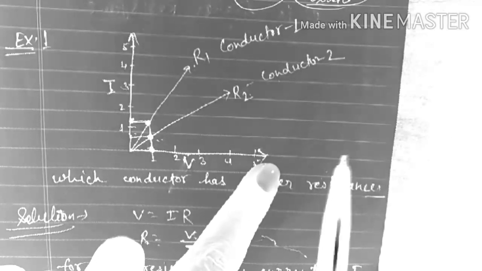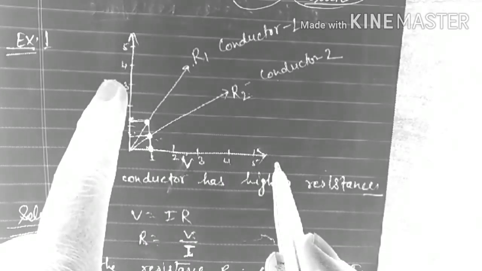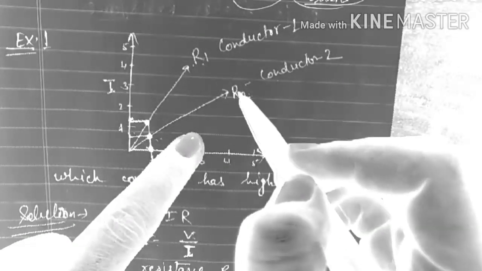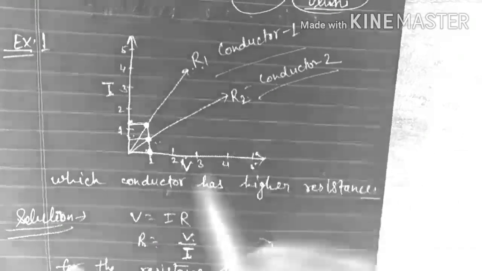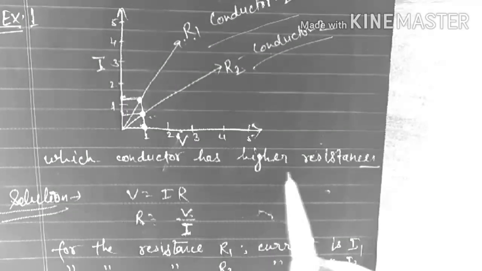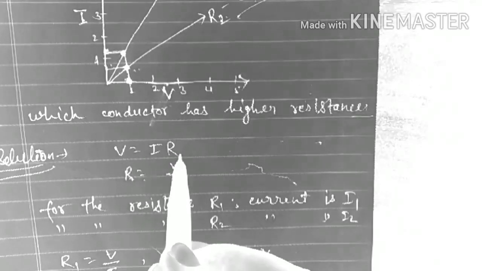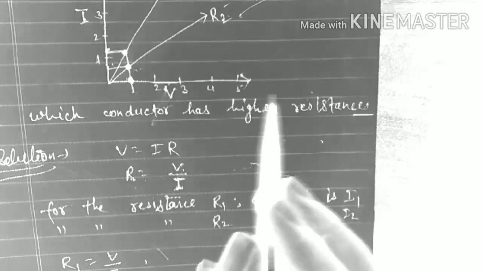We draw the graph. It is our V, it is our I. One resistance is R1, another is R2, conductor 1 and conductor 2. Which conductor has higher resistance? It is asking in the question. We know that V is equal to IR, or R is equal to V by I. That means which conductor has higher resistance?